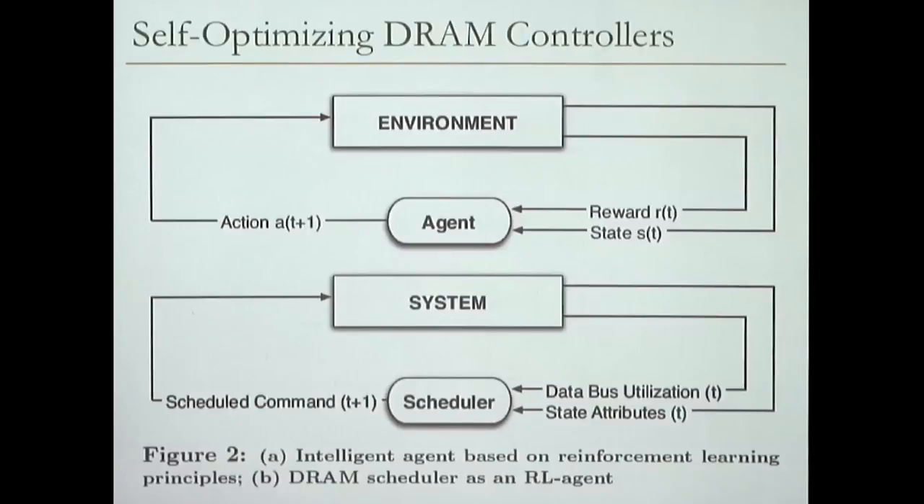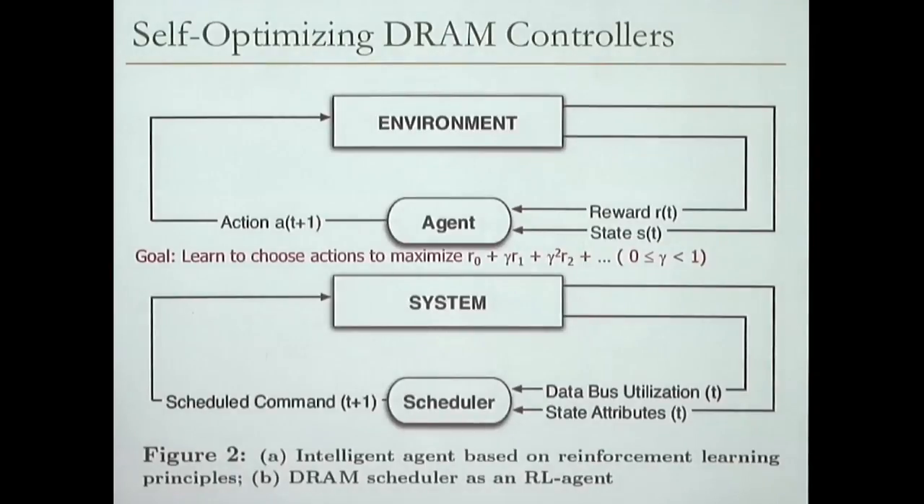If you look at a memory scheduler, in particular the scheduling logic, it schedules a command. And the system changes. You get a data bus utilization immediately, based on the command you schedule. And you can also observe the state attributes and change the state of the system by scheduling the command. Right? So you can view the DRAM scheduler as a reinforcement learning agent. And the goal of this agent is to learn to choose actions, meaning commands to schedule, to maximize some long-term reward function.